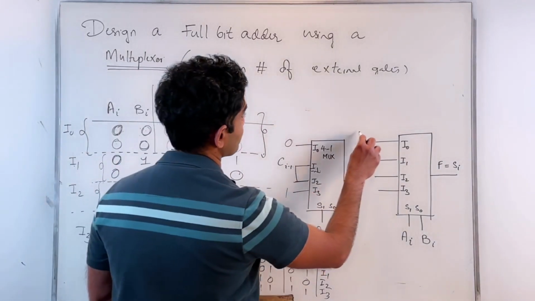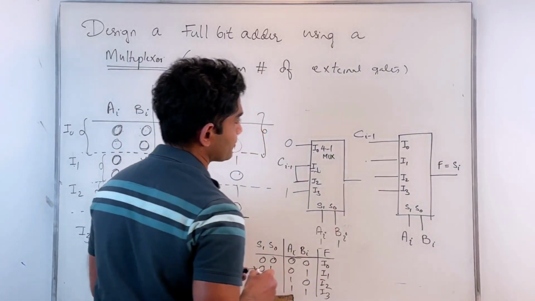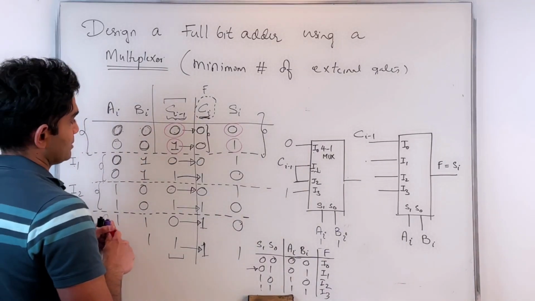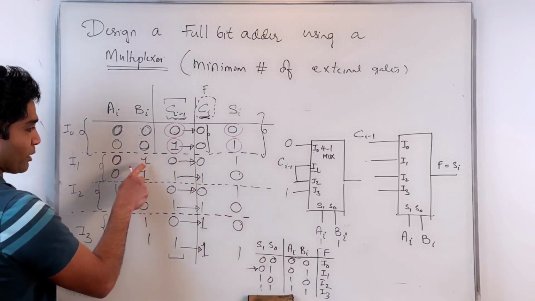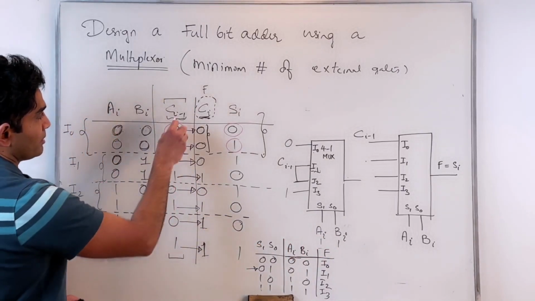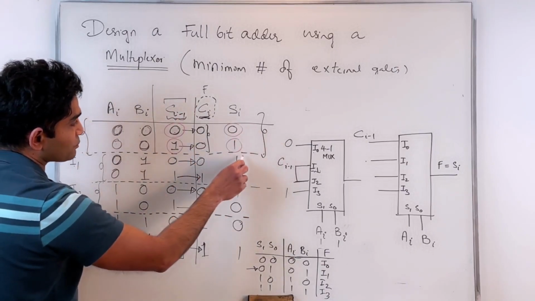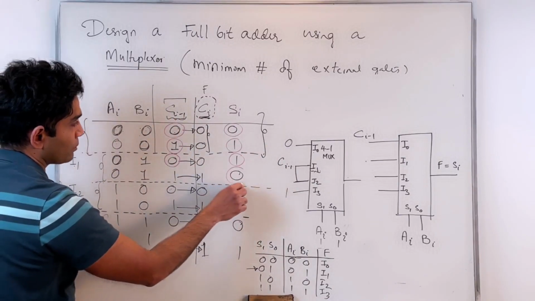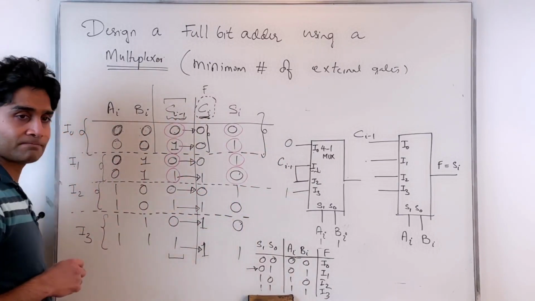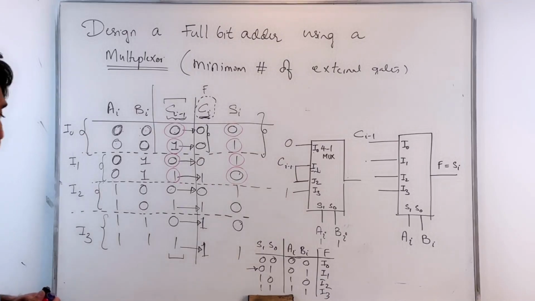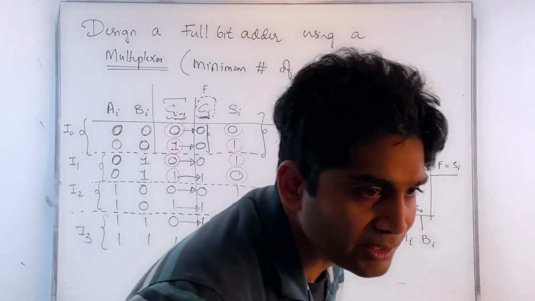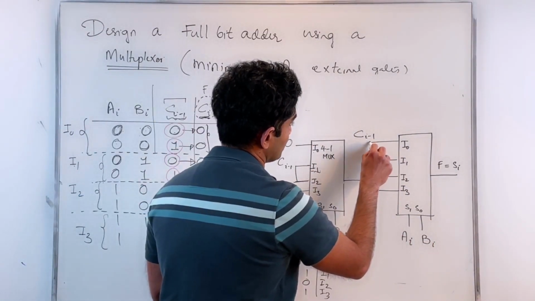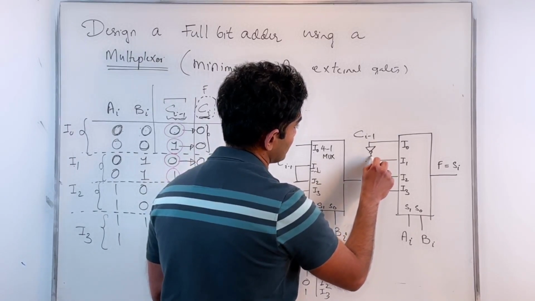Ci minus 1. Perfect. Similarly, we'll do for I1. For I1, which corresponds to this, because I'm applying 0, 1 on my Ai, Bi. Si is 1 when my Ci minus 1 is 0. Si is 0 when my Ci minus 1 is a 1. What should be applied on I1? Ci minus 1 prime, exactly. Perfect. So in other words, I can probably invert that, apply it here.